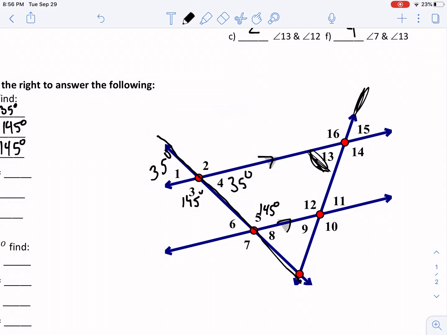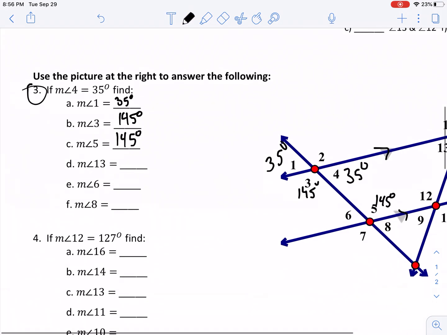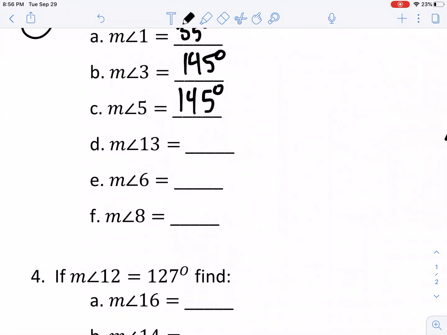So in other words, we don't know what angle 13 is. It could be something completely different because it's cut by a completely different transversal. There's no way of telling what's going on over here. So a good way to write it would be "not enough information" because we don't know, or you could say NEI, not enough information.